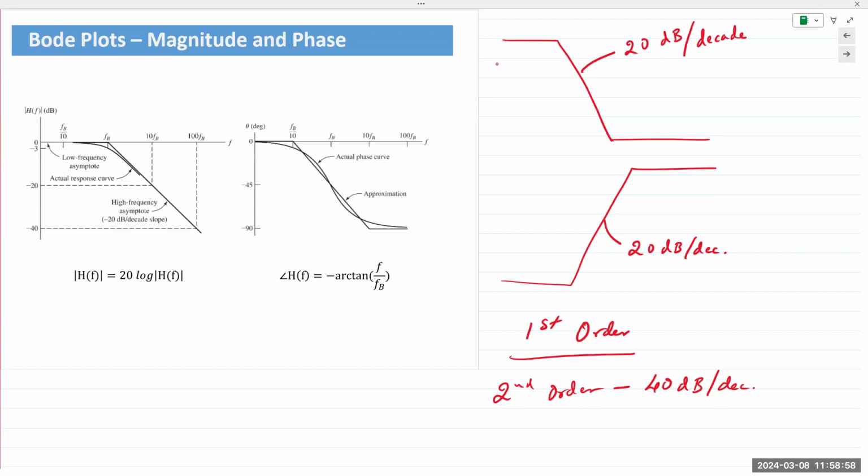Remember, I mentioned this on the first day of chapter 6. You have nth order filters, where EE students study filters in a separate course by themselves. So the higher the order of the filters, the sharper, the steeper the slope of those filters. And so in terms of the dB ratio, it goes 20, 40, 60, 80, so on and so forth. Okay. All right. That is the end of chapter 6.